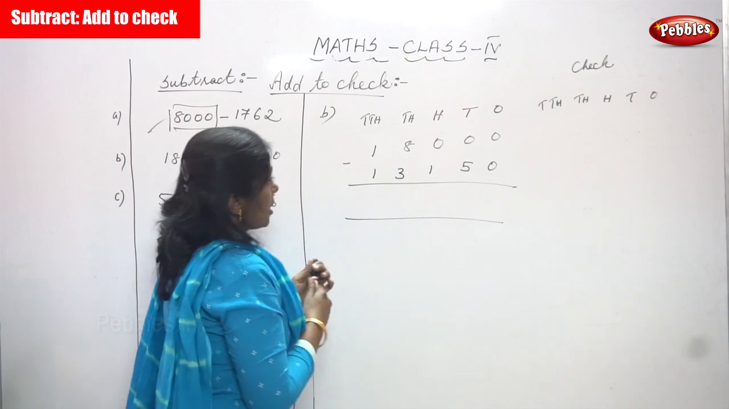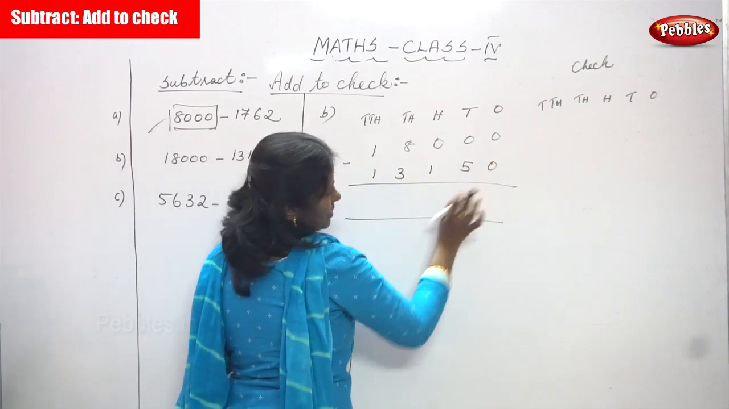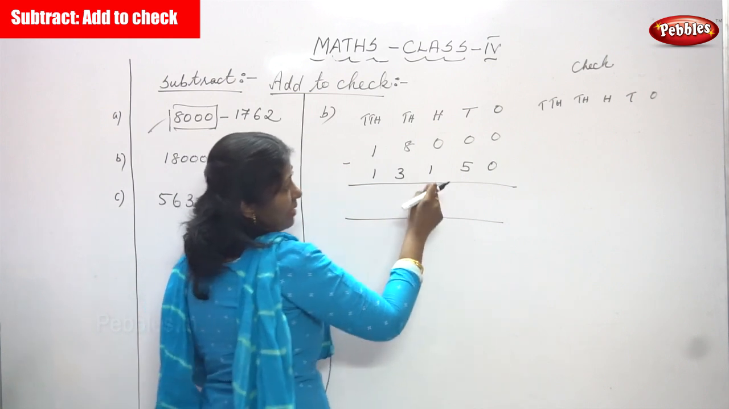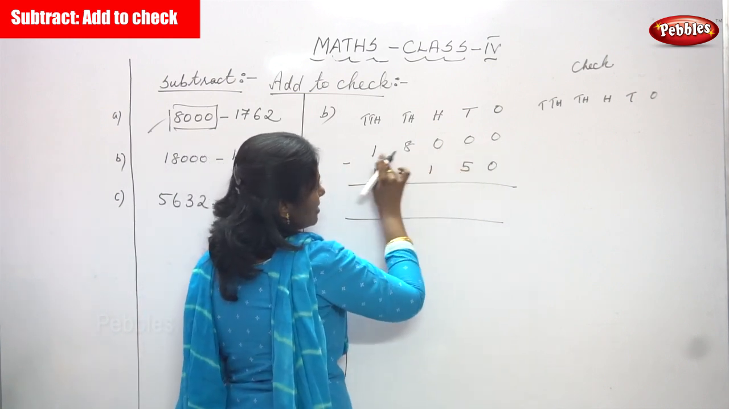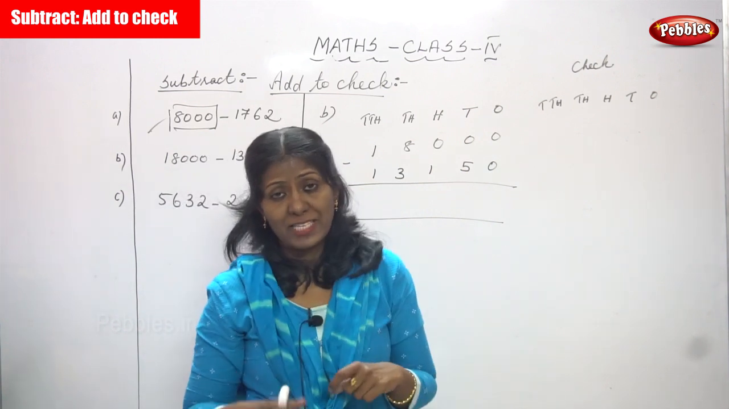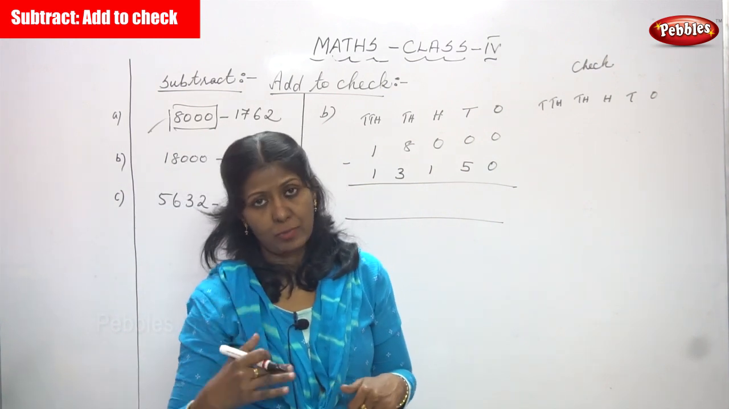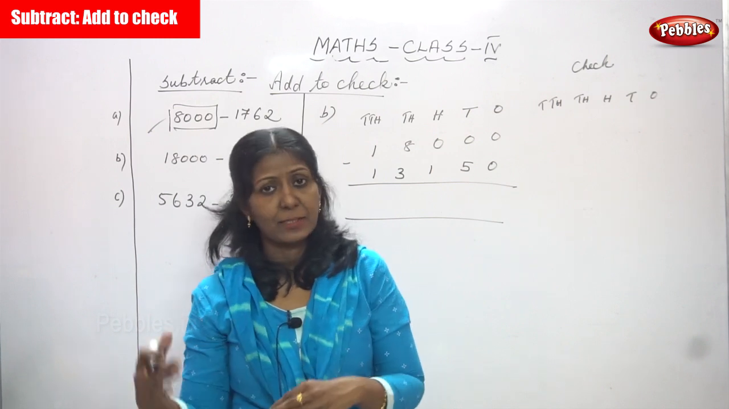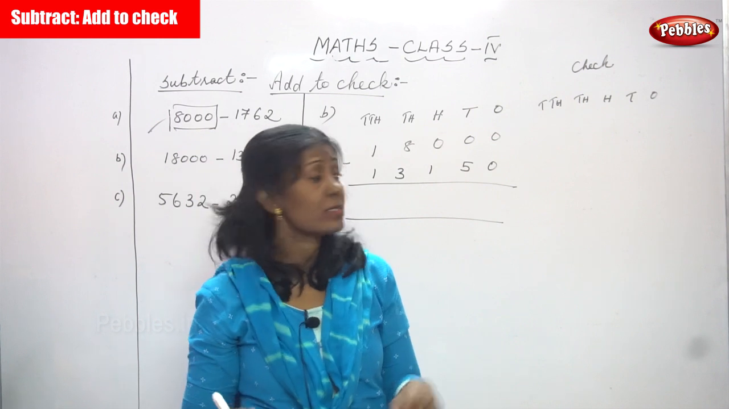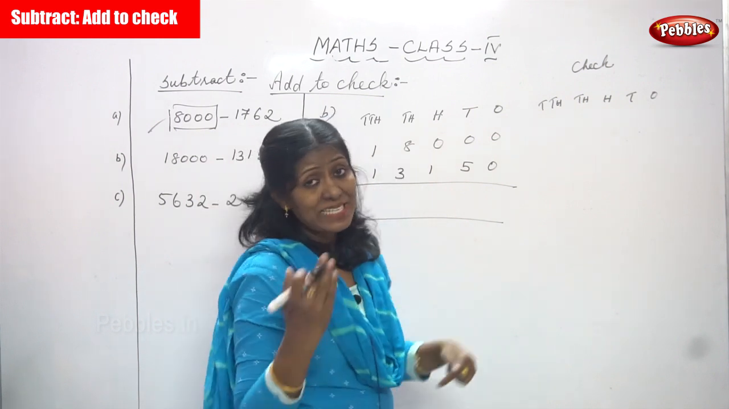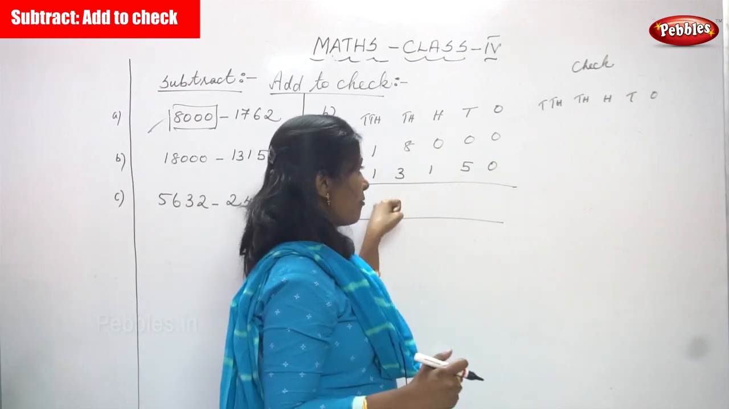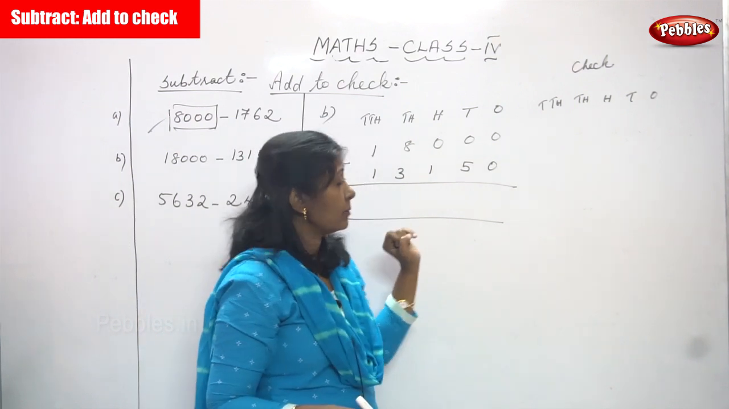Let's start the sum. Okay, the first number is 0 minus 0. So in the ones place you have to focus. I told you already this is a 5 digit number: ones, tens, 100, 1,000, 10,000. So according to the number you have to write the place value first, then you have to align the number. The first number I have written is 18,000. The second number is 13,150. So I have written the number.